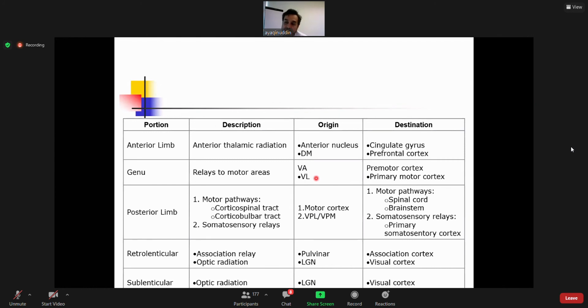In the genu, mainly the fibers are coming from the ventro-anterior and ventrolateral nucleus of the thalamus. And we know that these fibers are coming from basal ganglia to thalamus and from thalamus to premotor cortex and primary motor cortex. In the posterior limb of the internal capsule, you have the corticospinal and corticonuclear fibers descending, and you have fibers from the medial lemniscus and spinal lemniscus which have relayed into the ventroposterior lateral nucleus, and trigeminal lemniscus and the tractus solitarius, which have relayed into the ventroposterior medial nucleus of the thalamus. From there, the fibers go to the somatosensory cortex.